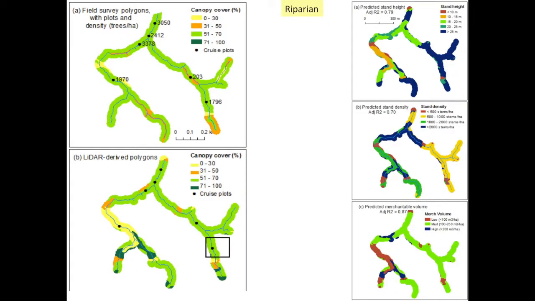And these are the results that came from Rich's project. Again, he kind of displays the field data as opposed to the LiDAR data, and the statistics that he got for the 3 variables that he was looking for within those polygons where he had plots.